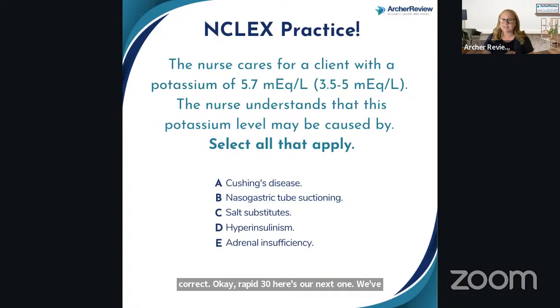Okay, Rapid 30, here's our next one. We've got a client with a potassium level at 5.7. Remember, the NGN is going to give you reference ranges. Woo, you don't have to memorize a bunch of crazy lab values. So they're going to give it to you in the question just like this. Normal K is 3.5 to 5. So even though you don't have to memorize 5.7, you need to understand what it means. Hyperkalemia, and we need to ask what is a possible cause of that hyperkalemia. Okay, it's a select all that apply, of course. So take a look, A, B, C, D. Let me know down in the answers which one is possibly correct.